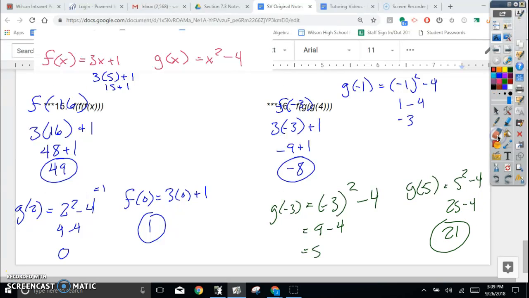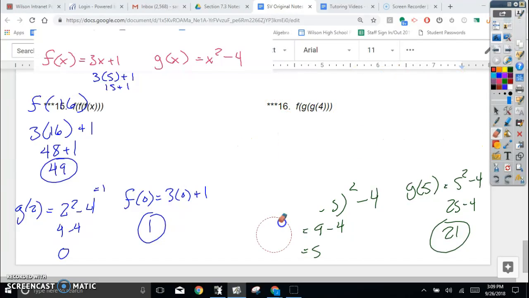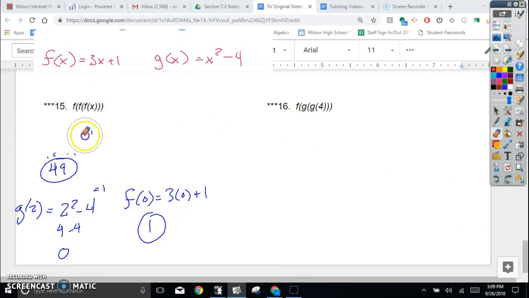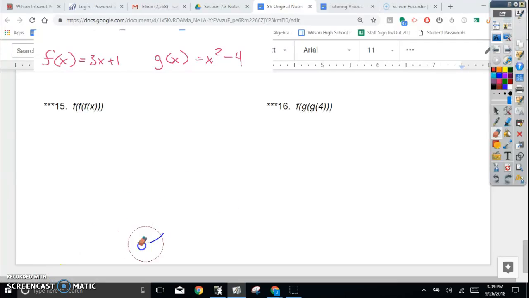Okay, so what we got to do here is finish up the last couple. So let me get rid of this stuff so you can see 16 and 15, and then that will be it for that. A lot of asterisks, so therefore you should be scared, right? Don't be intimidated. Let's start with f of x. So f of x is 3x plus 1, right?